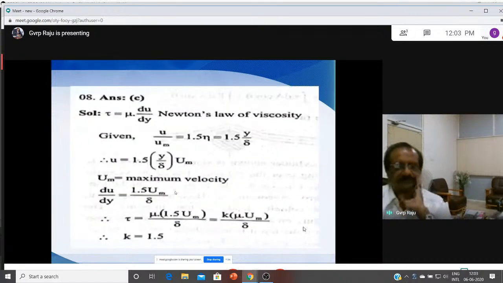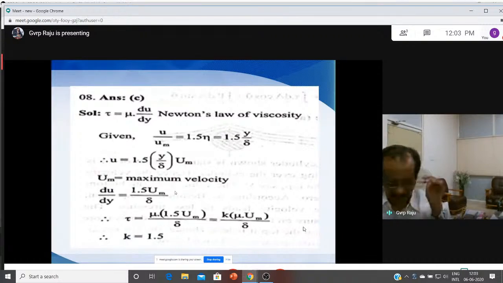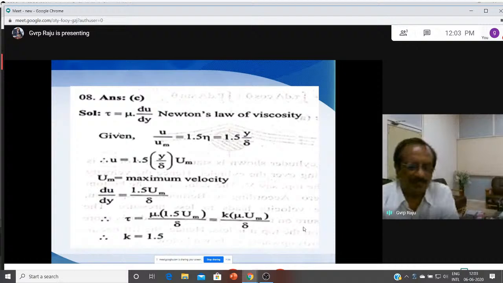Simple problem. Tau is equal to mu into du by dy, Newton's law of viscosity. He has given u by u_m is 1.5 y by delta. So u is equal to 1.5 y by delta times u_m, and you can find out du by dy. Here du by dy is 1.5 u_m by delta, since dy by dy is 1. So tau is equal to mu into 1.5 u_m by delta, which is also equal to K into mu u_m by delta. If you compare these two, K should be equal to 1.5.